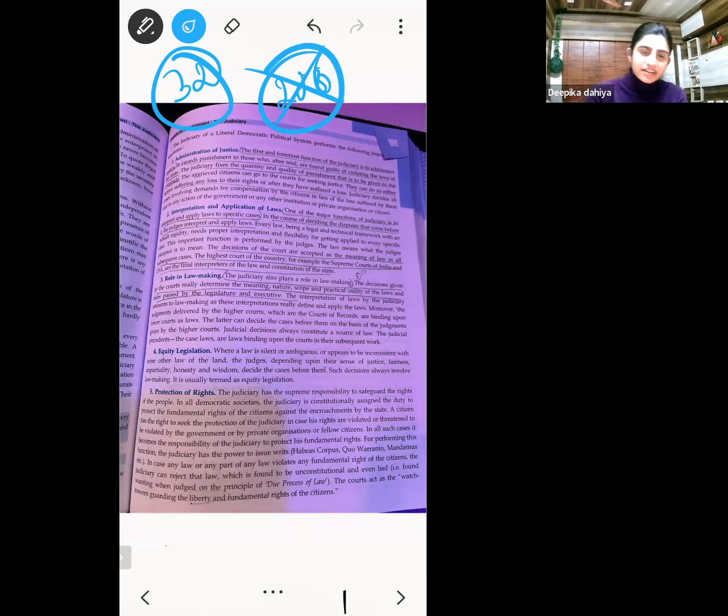Yes, it's Article 226. Under Article 226, you can go to the High Court in case your fundamental rights are violated. Now it's your choice. If you want to go to the Supreme Court, you can go under Article 32. If you want to go to the High Court, you can go under Article 226. Okay.